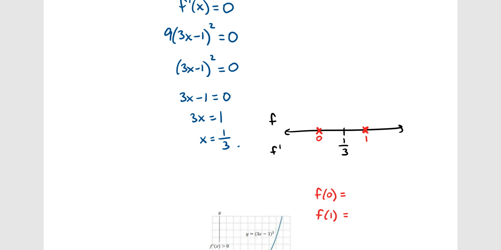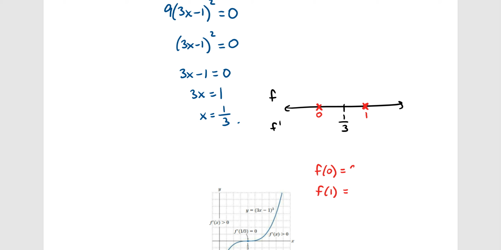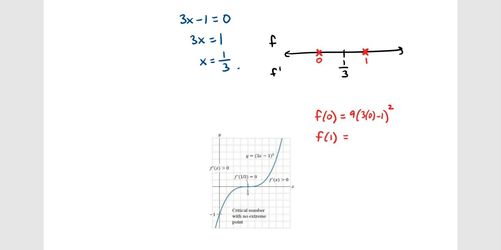So now what you're going to want to do is plug it in. Obviously, we only have a factored version here, so that's kind of nice. If you plug a 0 into 9 times 3x minus 1 squared, let's just go ahead and plug it right in. That's going to be 9 times 3 times 0 minus 1 squared. We don't actually care what the value is, we just care if it's negative or positive. So 3 times 0 is 0, minus 1 is negative 1. Negative 1 squared is positive, times 9 is positive. So positive, that means f is increasing.